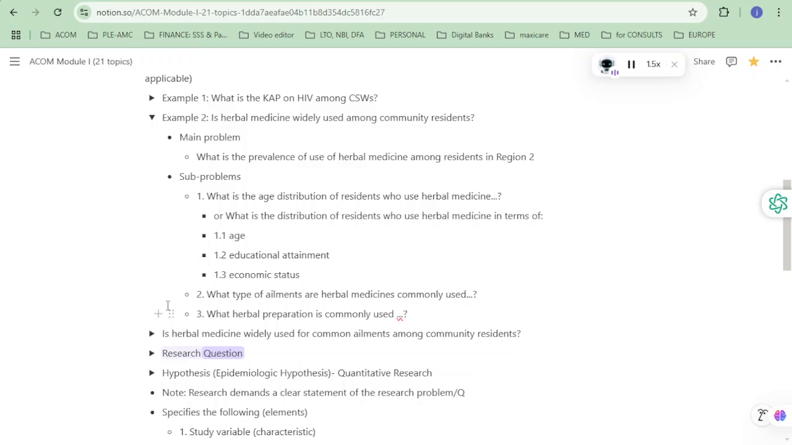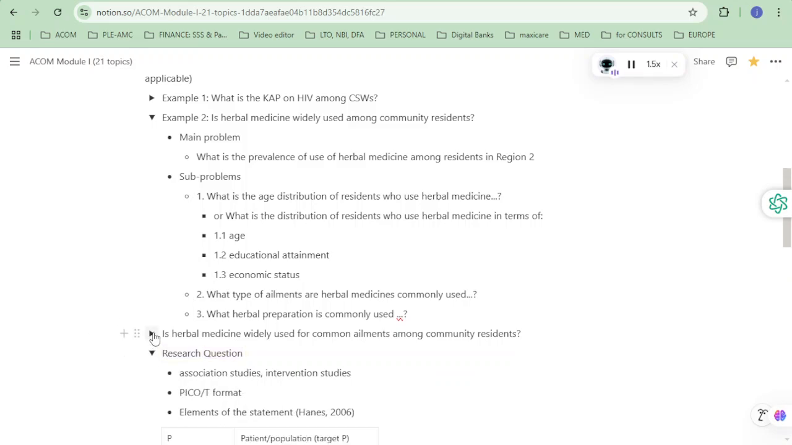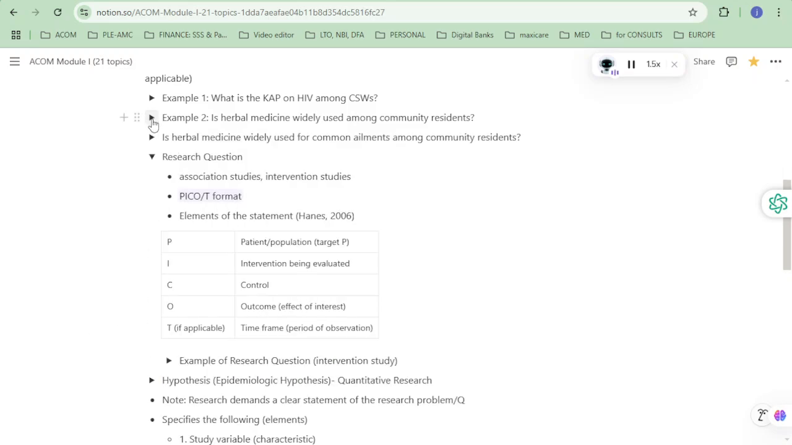Research question. Association studies, intervention studies. PICO/T format. Elements of the statement, Haynes, 2006. P: Patient/population, target. I: Intervention being evaluated. C: Control. O: Outcome, effect of interest. T: If applicable, time frame, period of observation.